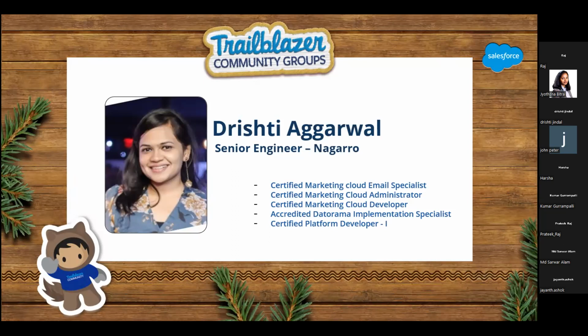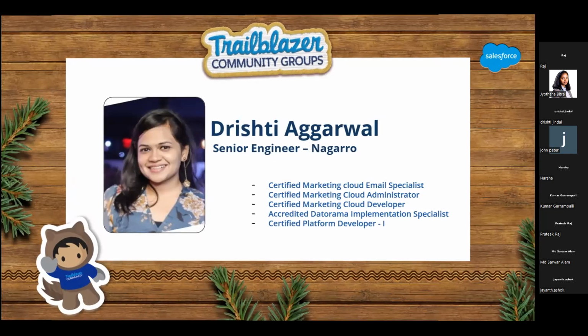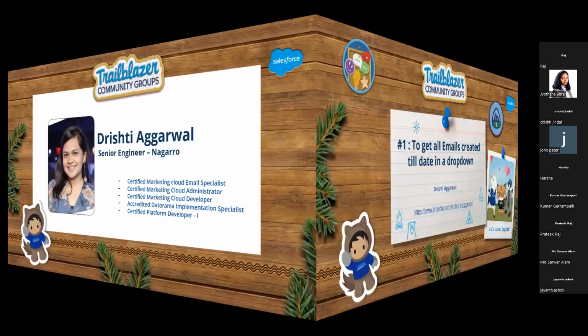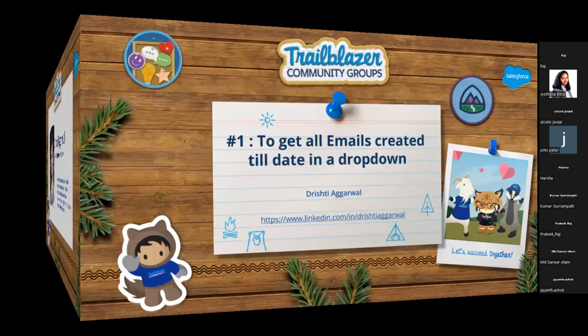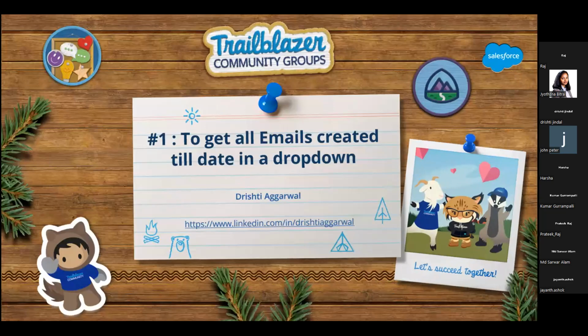So let's start with the session. My first use case will be to get all the emails that you have created in Marketing Cloud to date in a drop down. You might have seen a case where you want to have all the emails that you created in Marketing Cloud listed in a row, or maybe for any other use case. For that, what you need is basically the knowledge of cloud pages and emails.